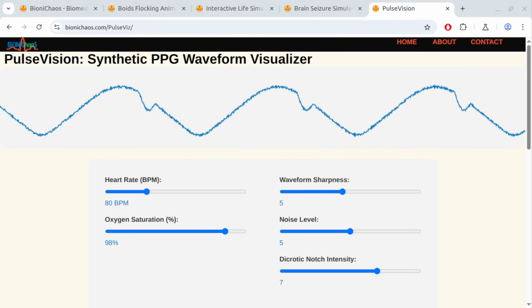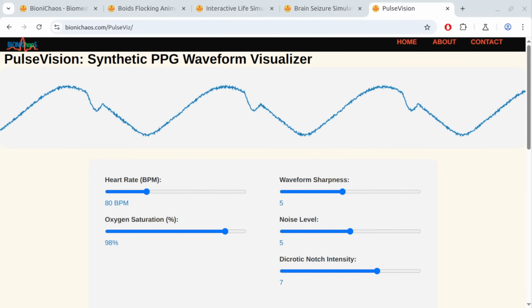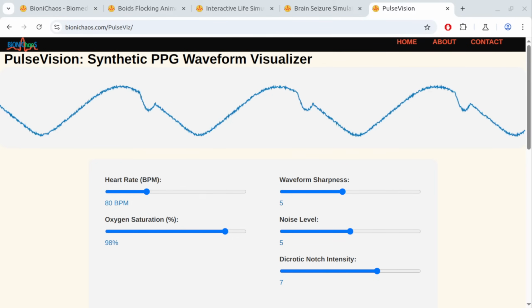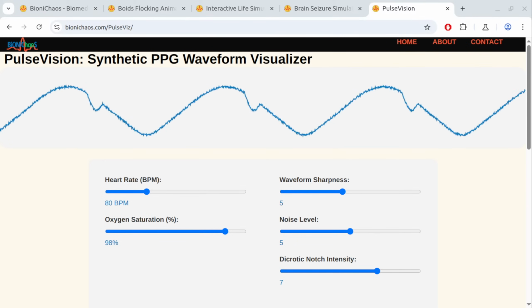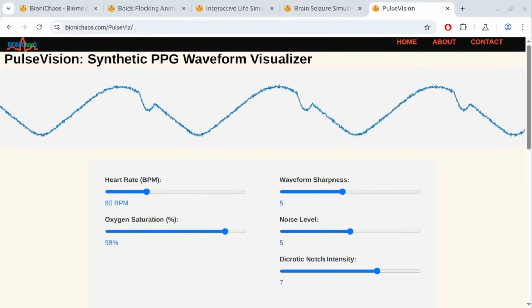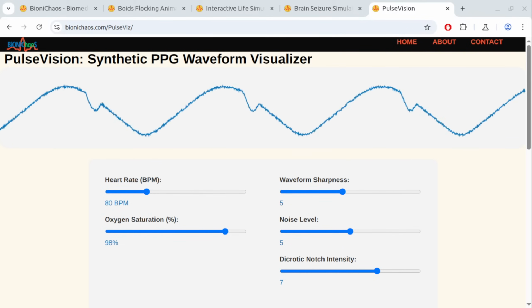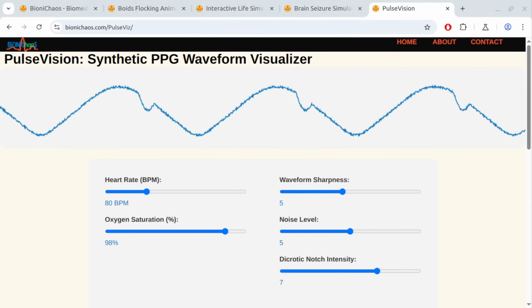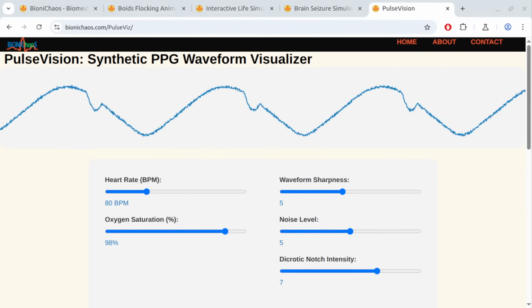Welcome back to the deep dive. Sometimes you look at your fitness tracker, see those numbers, heart rate, SpO2, and you kind of wonder what's really going on inside. It feels a bit abstract, doesn't it? So today we're going to unpack something called PulseVision. It's this web application designed to take those abstract signals, specifically photoplethysmogram or PPG waveforms, and make them visual.